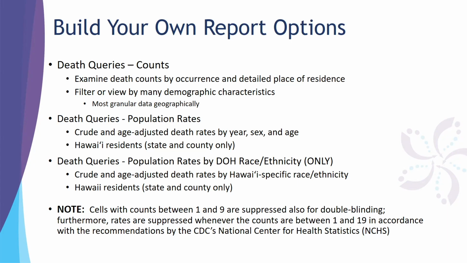All the rate queries can be run by both the state and the county level, and all of our queries employ suppression criteria. So cells with counts between 1 and 9 are suppressed, and rates are suppressed when the counts are between 1 and 19 in accordance with the recommendations by the CDC's National Center for Health Statistics, or NCHS.